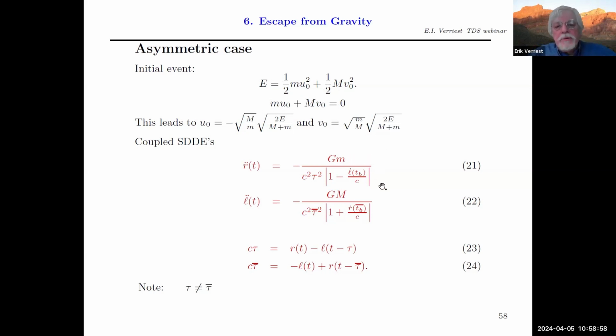And similar to the previous case, but now I have loss of symmetry, so I need two sets of equations, one for r double dot in terms of L dot, and the same for L double dot in terms of r dot. And there is a delay tau here, tau and tau bar, that satisfy these symmetric looking relations. However, note that tau is not equal to tau bar if we have unequal masses. And you can easily see that by subtracting these two.